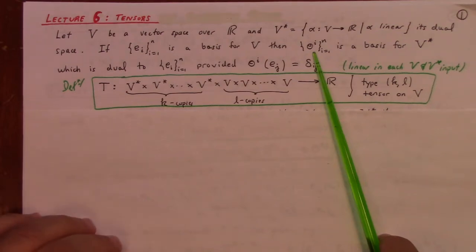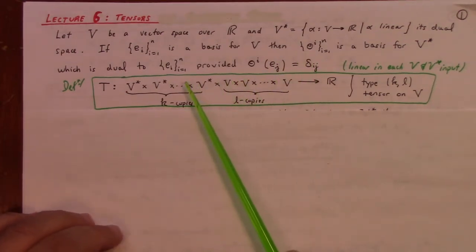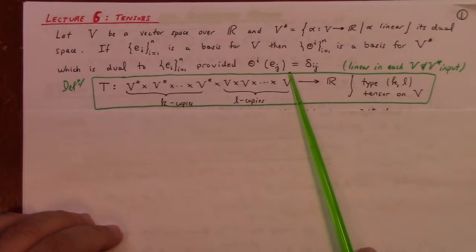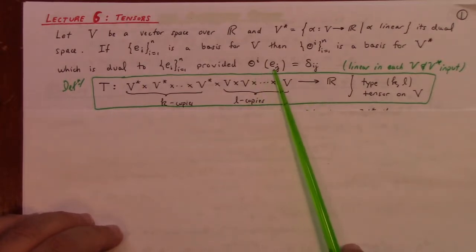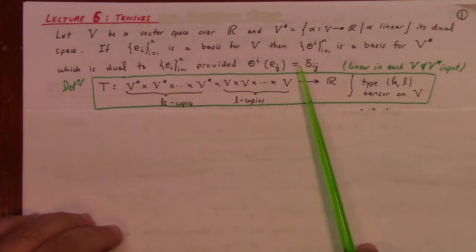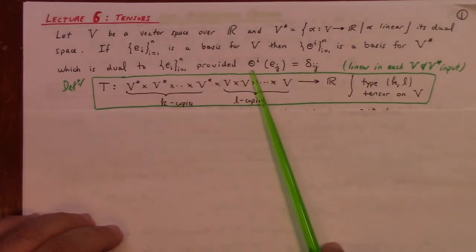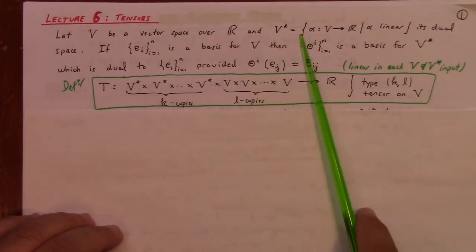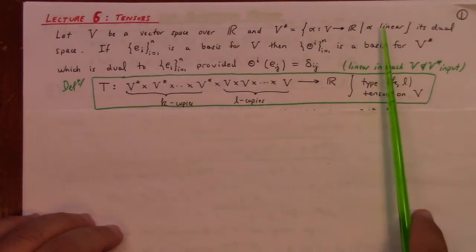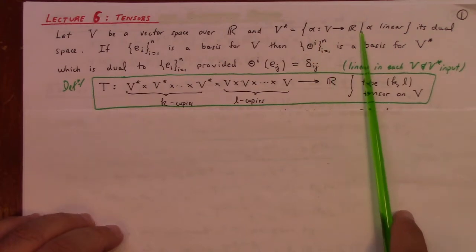the dual basis. But the dual basis is defined by this rule right here. Theta I acting on Ej is delta Ij. That defines the values of theta I on the basis, and then you extend linearly, and as such each theta I is a vector in the dual space, right? It's a linear mapping from the vector space to the reals.